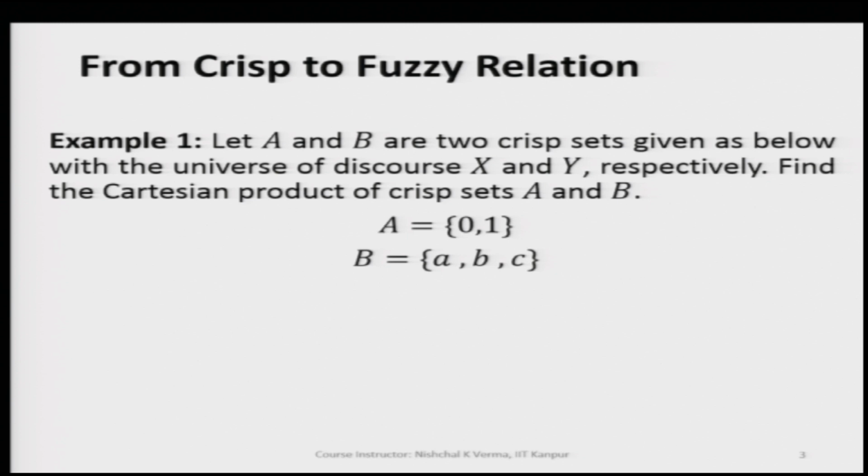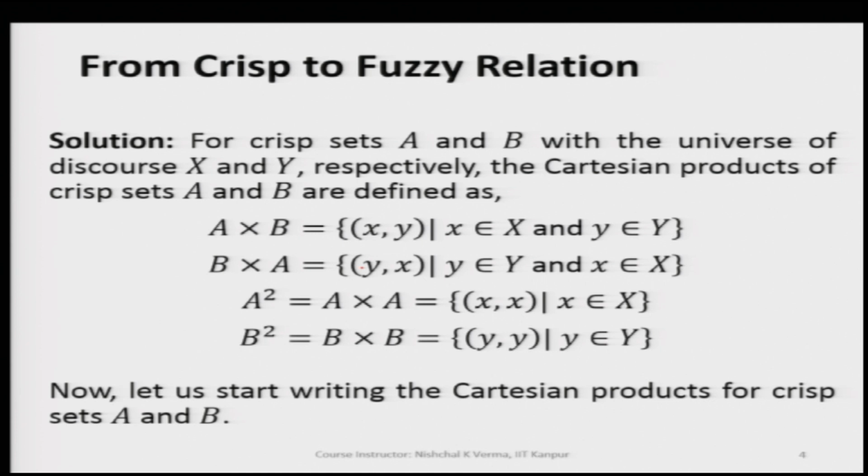So, let us take an example where we have A and B, two crisp sets. A is a crisp set where we have two elements, 0 and 1, and in the crisp set B we have three elements a, b and c. If we are interested in finding the Cartesian product, we simply take the cross product of the two sets A and B, and this is going to give us the ordered pairs of all the elements from A and B, but it should be within the universe of discourse.